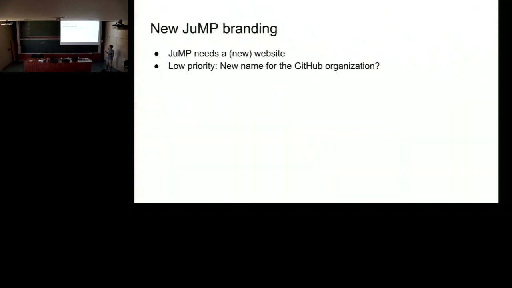My statement on the new JuMP branding is that this implies we need a new website. Since we have juliaopt.org, it'd be nice to have a JuMP website. We haven't really had one for JuMP, just the GitHub page, so this is a high priority. If you know JuMP developers or web developers, through NumFOCUS we will now be able to pay them. So come talk to me.